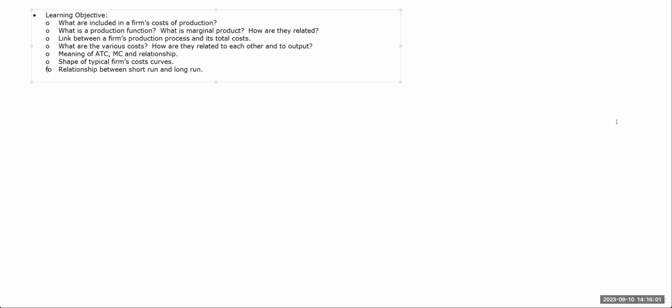And then lastly, I'm going to introduce you to something called the long run average total cost curve and tell you why it looks the way it does. Okay. All right. Before we start and talk about all this gobbledygook, let's talk about something. What is the firm's goal?